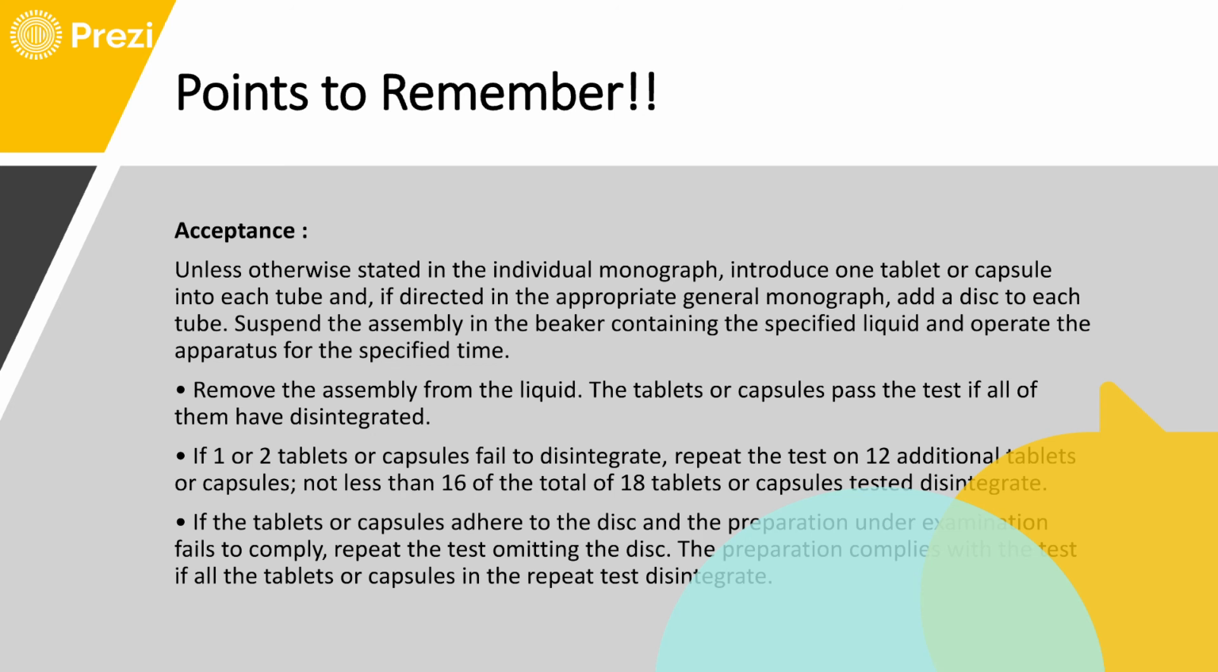So not less than 16 of the total 18 tablets or capsules should disintegrate. Only 2 are permitted not to disintegrate. If more than 2 fail, it simply means the test is failing, and in that case you need to reformulate your tablets. If the tablets or capsules adhere to the disc and the preparation under evaluation fails to comply, the test has to be repeated omitting the discs. The preparation complies with the test if all the tablets or capsules in the repeat test without discs disintegrate. So this is the acceptance criteria.